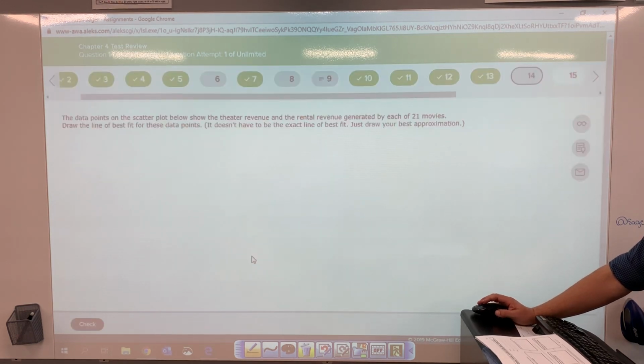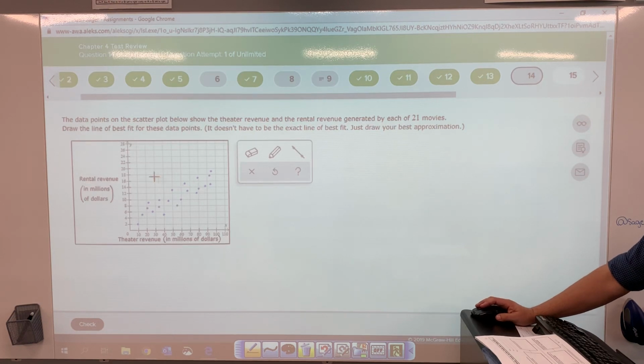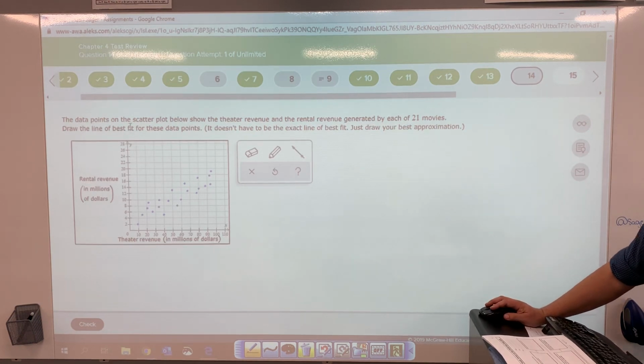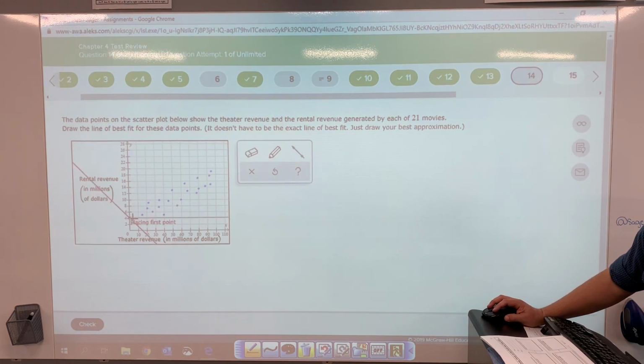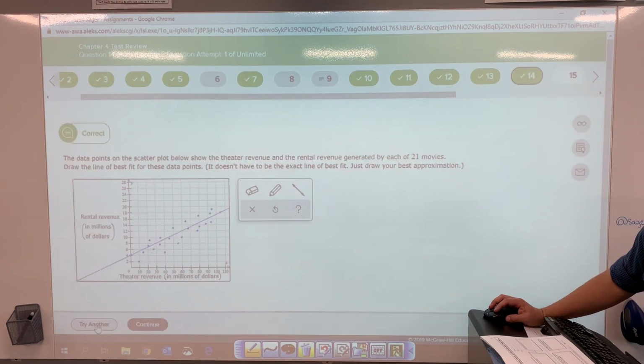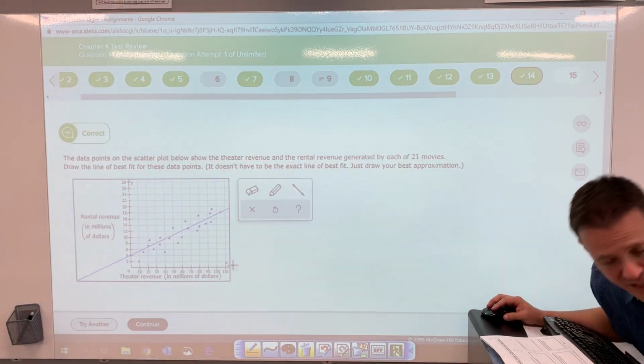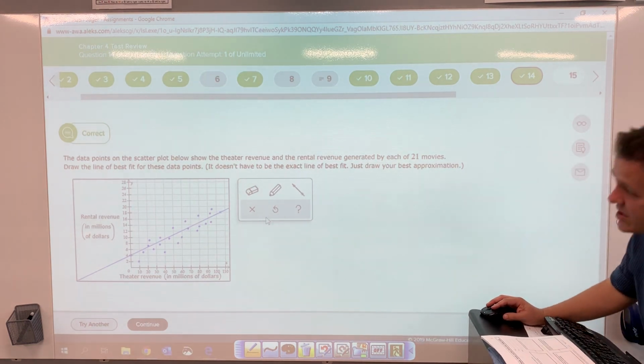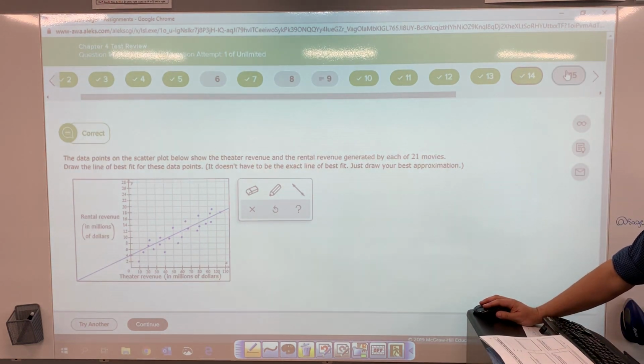All right, so just look at it, try your best, go from there. All right, the data plots. Draw a line of best fit for these points. It doesn't have to be exact. As I'm looking through this, you just draw a line of fit. Not very hard, so we'll place a point here, and we'll kind of, maybe right about there. That looks like it draws through it. Let's check it. Correct. Ladies and gentlemen, if you miss this one, we have to have a serious conversation about your drawing skills.